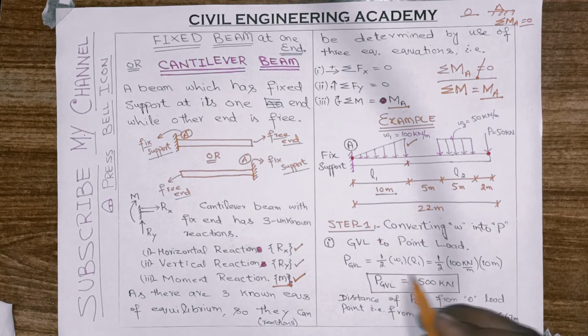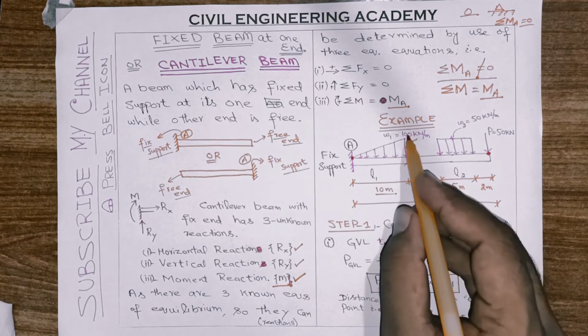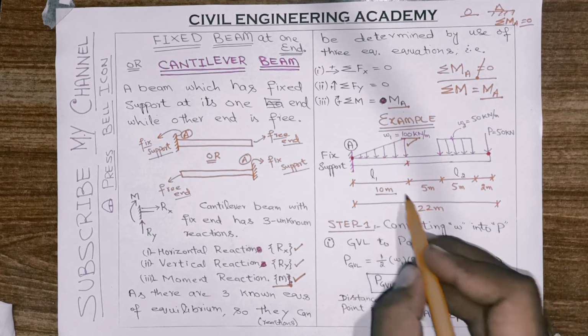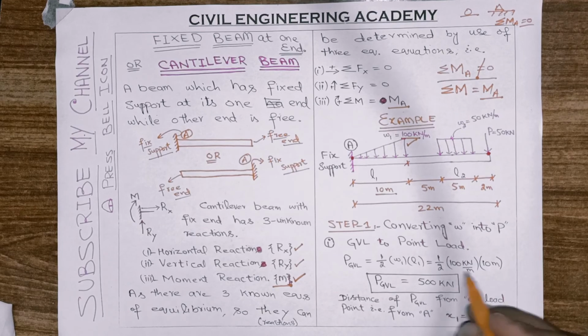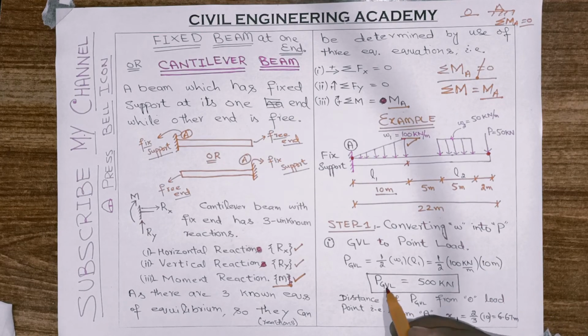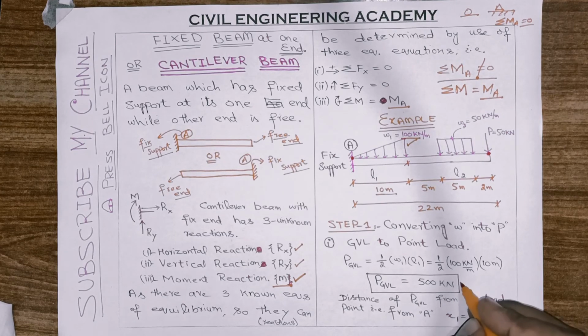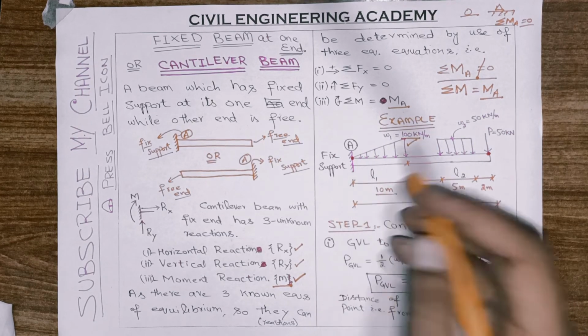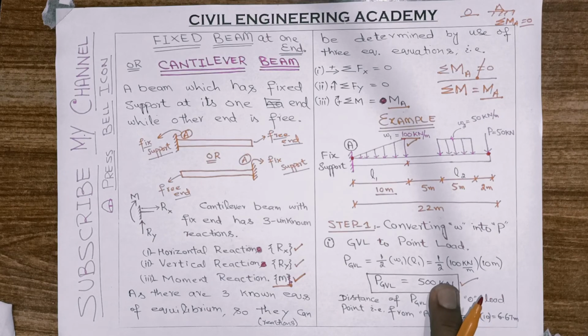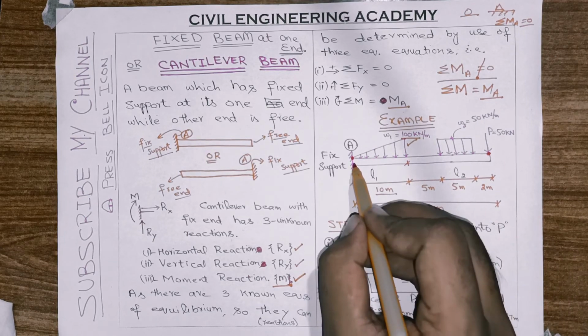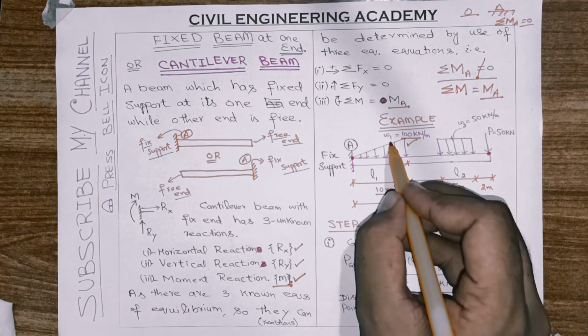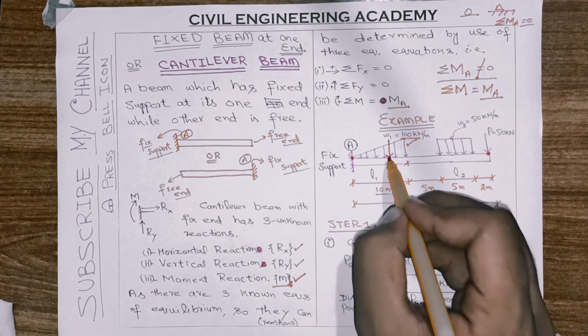So 1 by 2, half of 100 multiplied by W1, and length L1 is 10 meter. So we will multiply and simplify this as Pgvl equal to 500 kilonewton. So our point load from gradually varying load is 500 kilonewton simply. Then we want to know the distance, suppose this point load acts somewhere here.